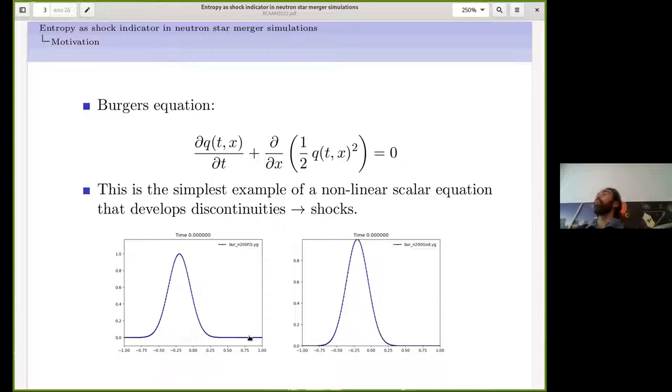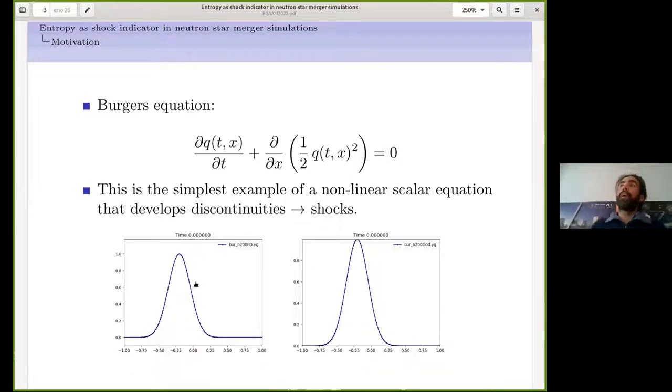I just want to show what can go wrong when one is considering nonlinear equations. I'm considering the most simple nonlinear scalar equation that we know, the Burgers equation. The nature of this equation is that we start from smooth initial data, and then during the evolution we have the formation of a shock. In these two frames I'm going to show exactly the same initial data. It's just that on the left we'll have some oscillations, so the framing has been enlarged.